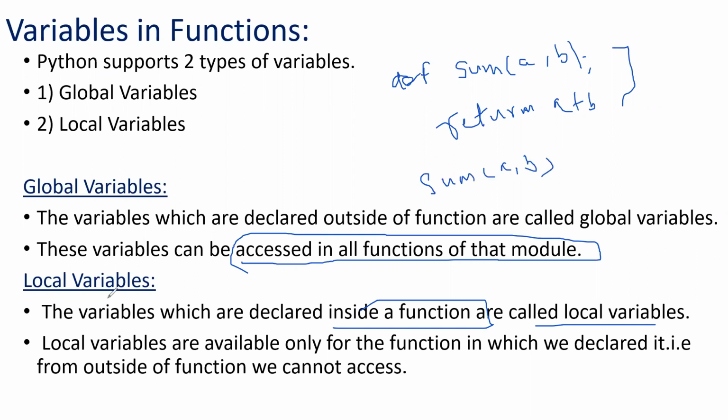Now what do you mean by local variable? If we declare the variable inside the function. Now I want to assign a equal to 10, b equal to 30. I'm not assigning outside of it. In the global case, we assign outside of the function. In the local case, I'm declaring the variable inside the function, a equal to 10, b equal to 30. This is called a local variable.